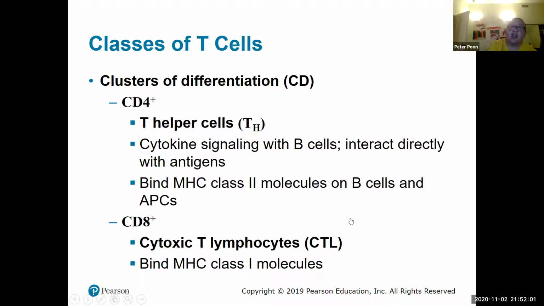These are the T helper cells, also known as CD4 cells or CD4 plus cells. What they're going to do is start cytokine signaling. They will activate the B cell, or they will activate the macrophage, or they will activate other cells. Then there are the cytotoxic T cells.